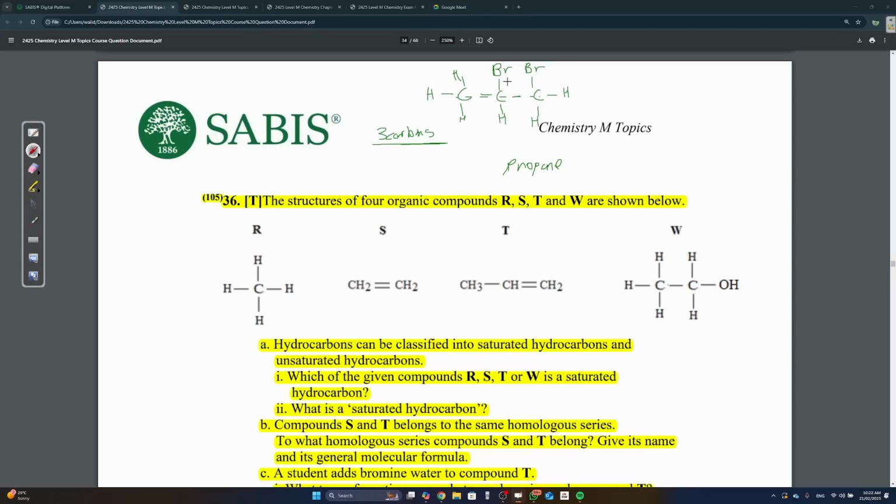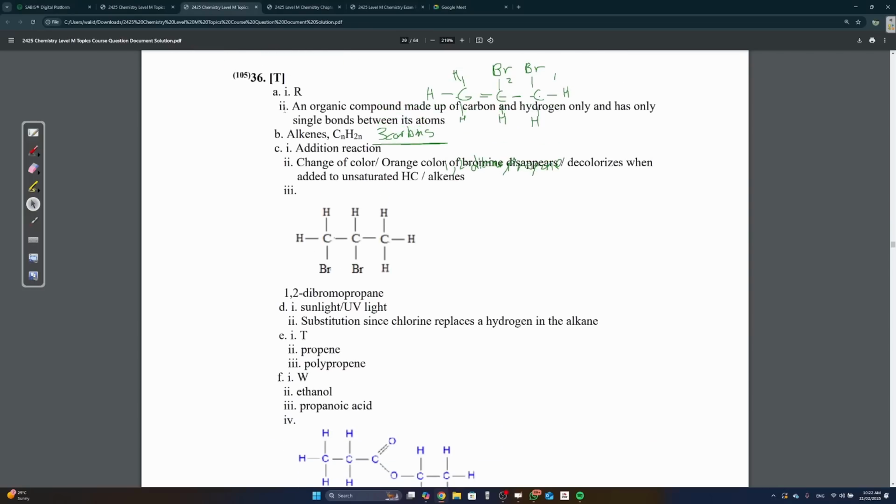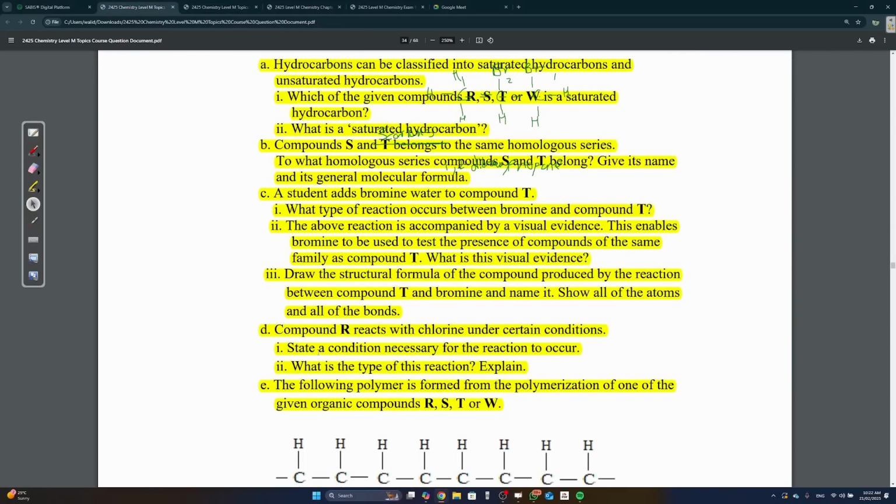And where are the branches? If you start counting from the left, it's on 2 and 3. If you start counting from the right, it's on 1 and 2. So 1, 2, dibromo. Why is it di? Because you have 2. And bromopropane. 1,2-dibromopropane. Then what did they say?